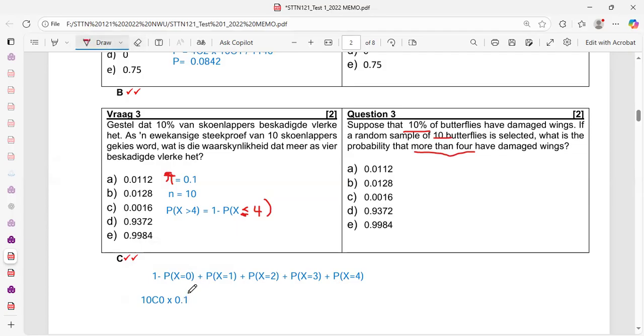Then open bracket 1 minus the population proportion. What is the population proportion in this case? It's 0.1. And then to the power n minus k. What is the value of n in this case? It's 10. 10 minus 0.